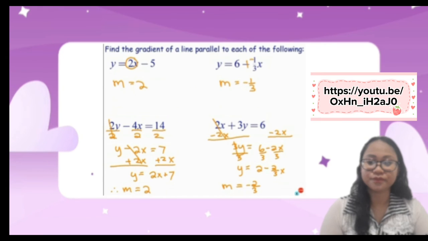Based on the gradient values that have been calculated, we can conclude that y equal to 2x minus 5 is parallel to the 2y minus 4x equal to 14.